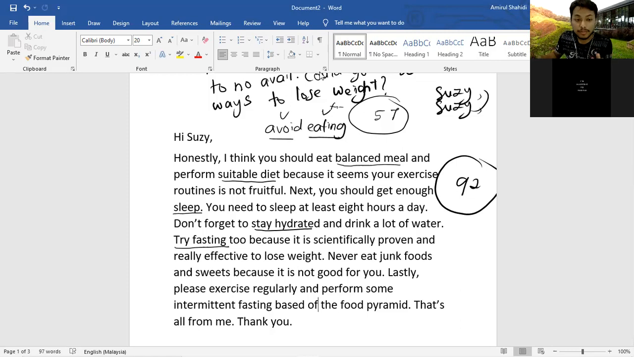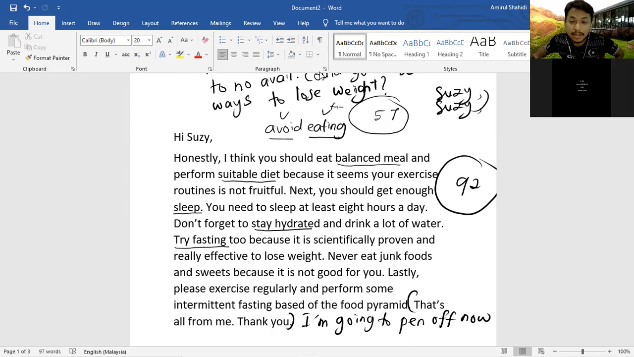Ataupun I'm going to pen off now. Pun boleh. Tu cara-cara kita nak tutup essay lah. Contohnya, apa ni? Instead of using this one, you can use I'm going to pen off now. Maksudnya saya nak tulis dah. This one 20 marks yang penuh. I'm going to pen off now. Okay, now let's kita kira markah. Tengok macam mana pengira markah.